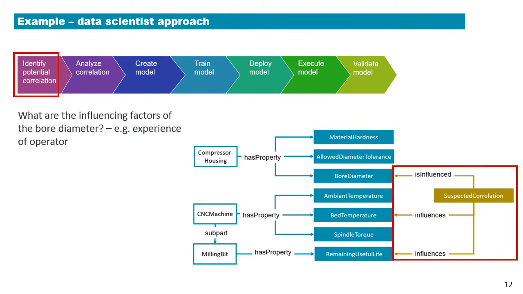As a first step, the data scientist will find out what the bore diameter is correlated to. In order to do so, he could talk to an experienced operator, who might express a suspicion that the bore diameter is correlated, for example, to the bed temperature and the remaining useful life. Crucially here, the data scientist will add this knowledge as a suspected correlation between the parameters to the knowledge graph.